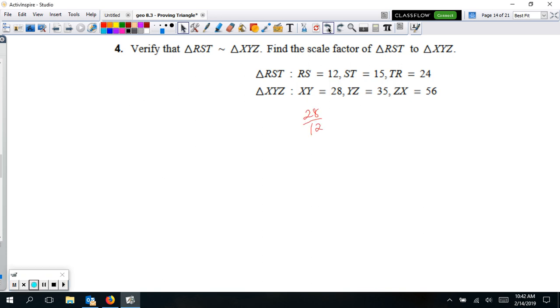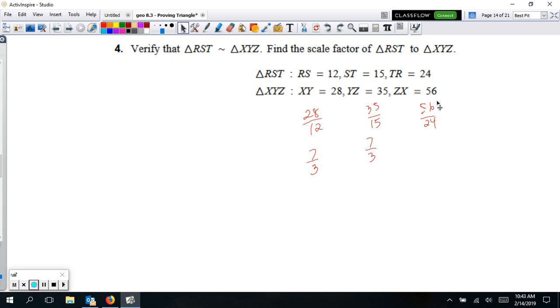So 28 over 12, we reduce that. We're looking at what goes into both of these, and 4 can go into both of them. So we're going to get 7 over 3 as a reduced fraction of 28 over 12. And then we'll do 35 over 15 for the next one. We'll reduce this one by 5. And when we reduce that, we're going to get 7 over 3 again. So far they're looking pretty good. And then the last one, we're going to do 56 over 24. Again, the XYZ is on the top. So we reduce this one by 8.